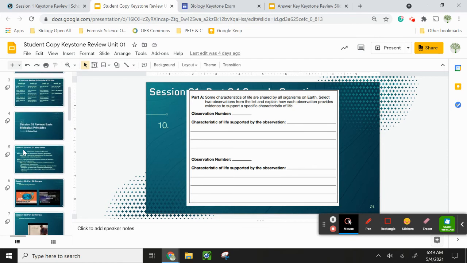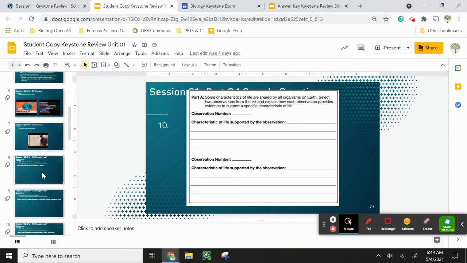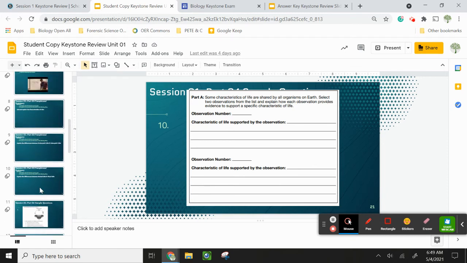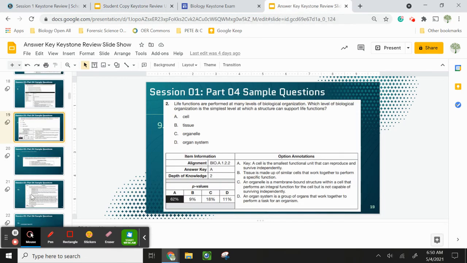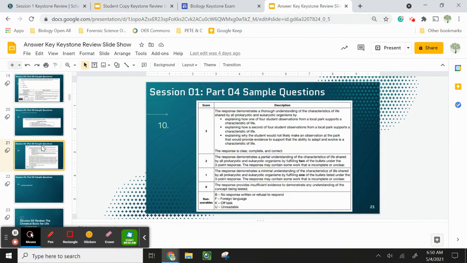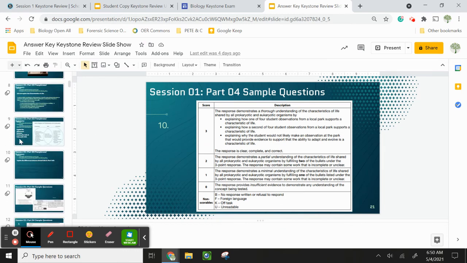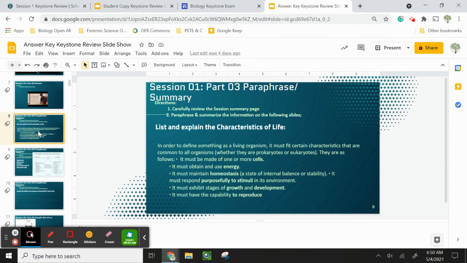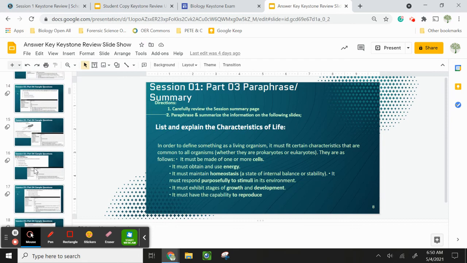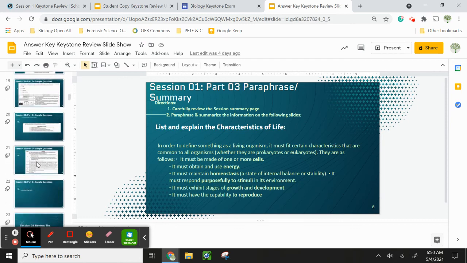Let's go back and review the characteristics of life real quick. That's not in the answer key. Okay. In the characteristics of life, we have all living things obtain and use energy, maintain homeostasis or an internal balance, respond to stimuli in their environment, exhibit stages of growth and development, and have the ability to reproduce. So I feel like that was a pretty easy question.